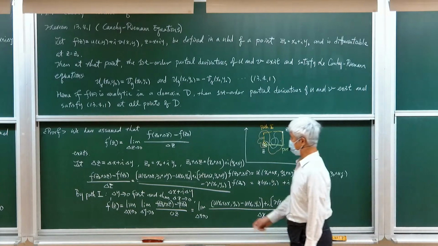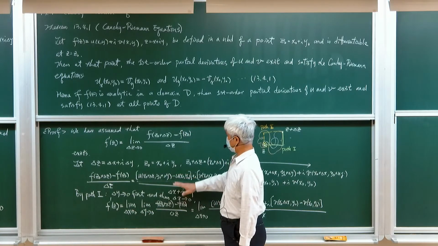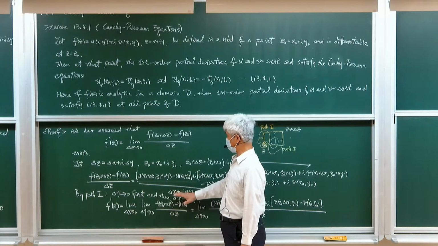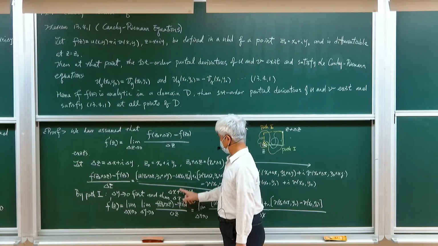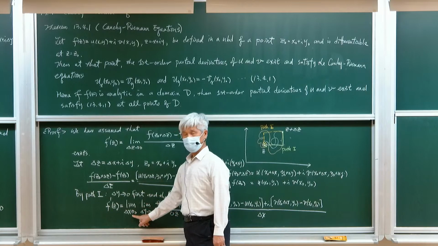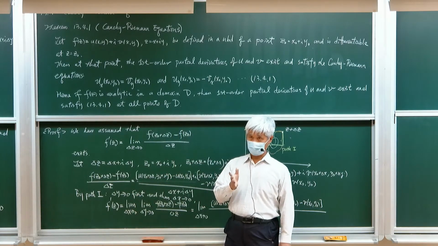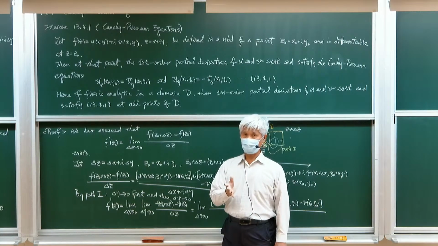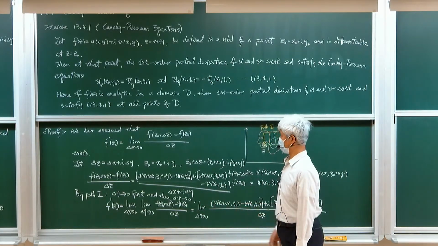Because when we take the limit as delta y goes to 0, we have a limit for the numerator and a limit for the denominator, because the denominator is a linear function of delta y. So delta y goes to 0, and you have delta x here. Remember, delta x goes to 0 means that delta x is always non-zero, but approaches 0. This is the definition of limit as a convention.